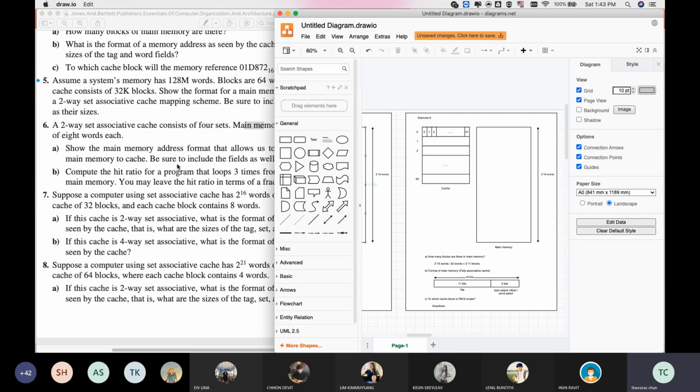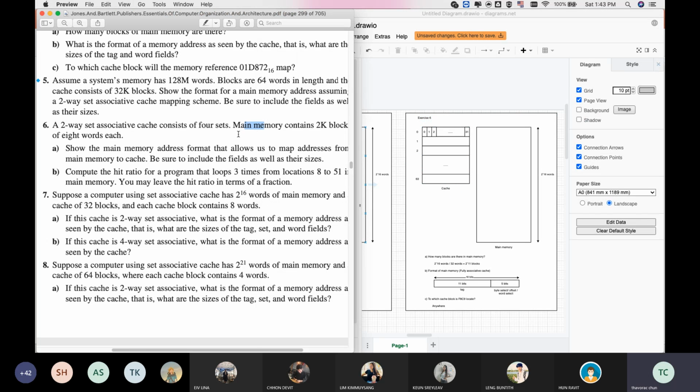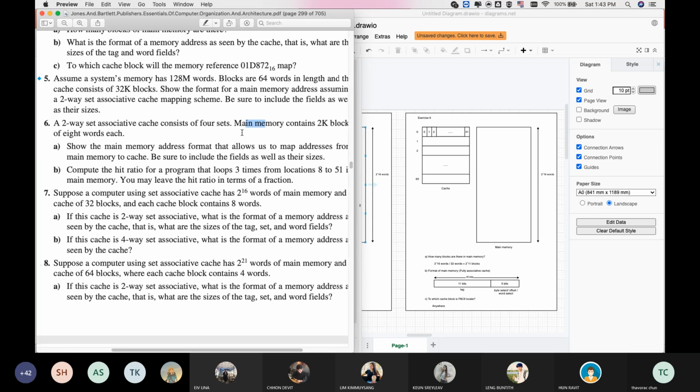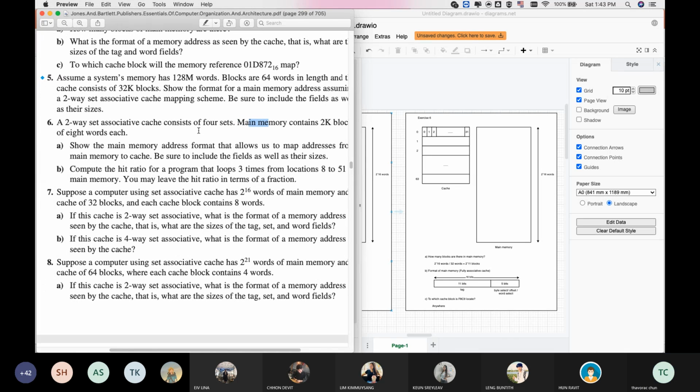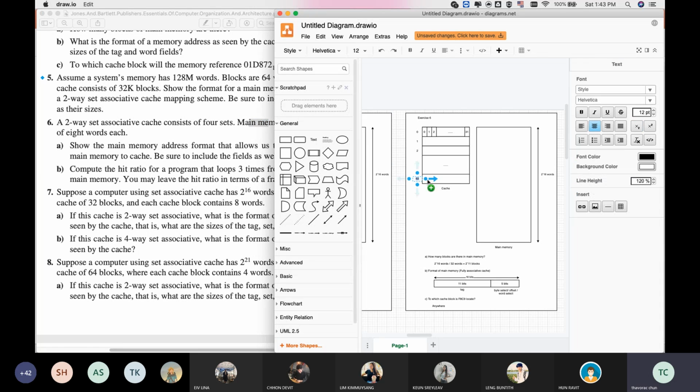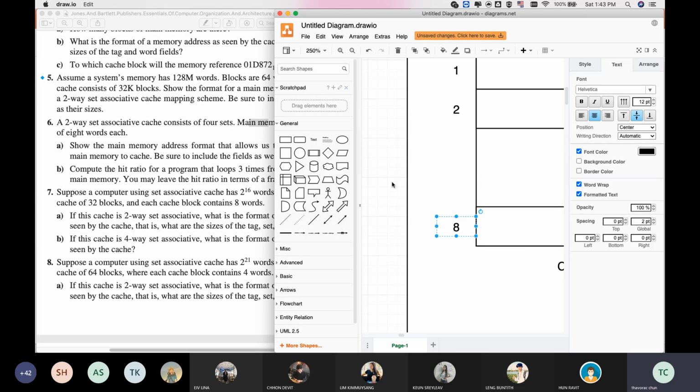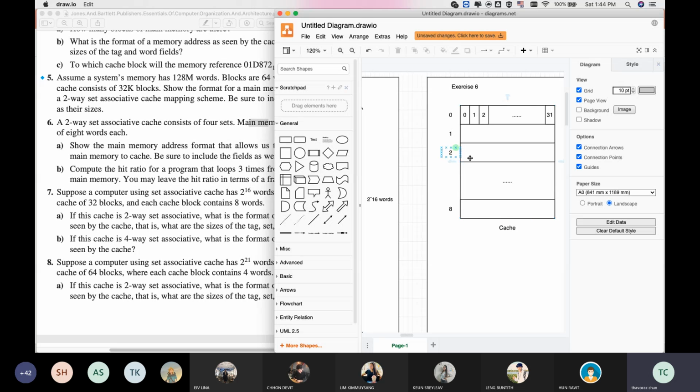And here we have a two-way set associative cache, and we have 4 sets. Let's change this. Because it is a two-way set associative cache and we have 4 sets, that means we have 8 blocks in total. So I call this number 8, because we have 8 blocks.